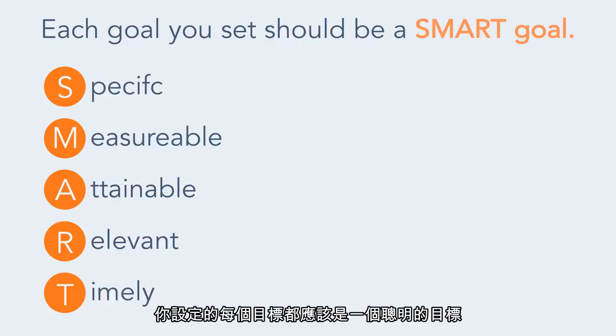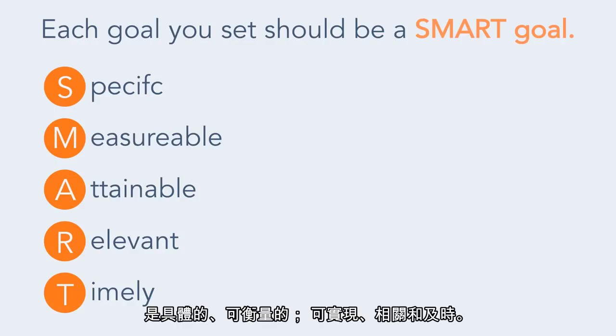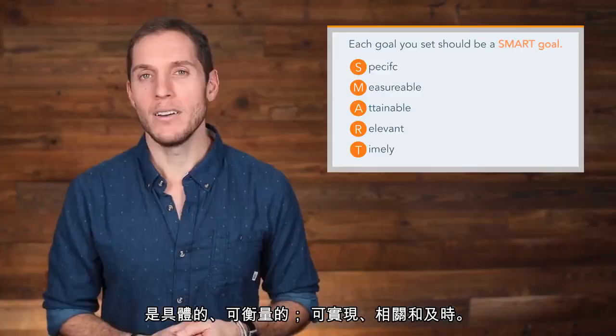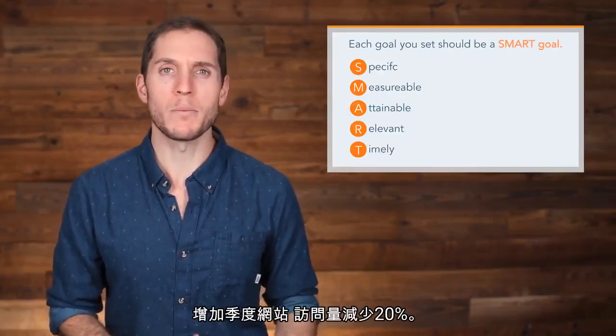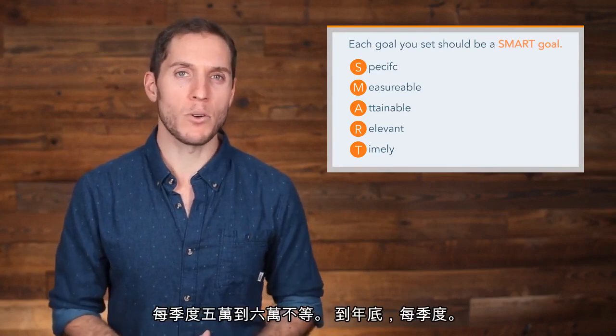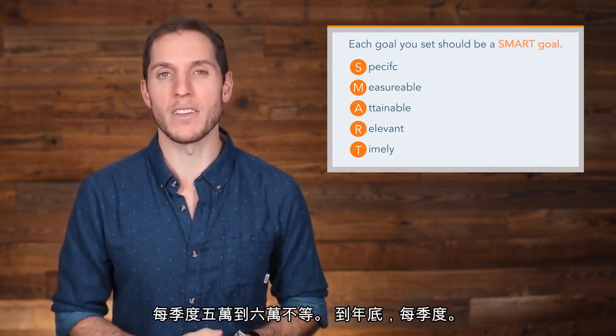Each goal you set should be a SMART goal that is specific, measurable, attainable, relevant, and timely. A potential SMART goal example could be increase quarterly website visits by 20%. That's 50,000 per quarter to 60,000 per quarter by the end of the year.